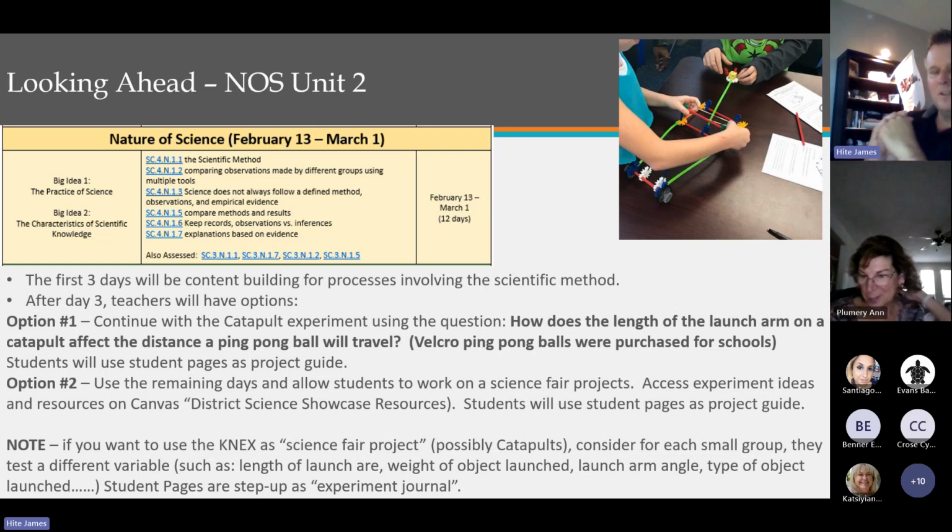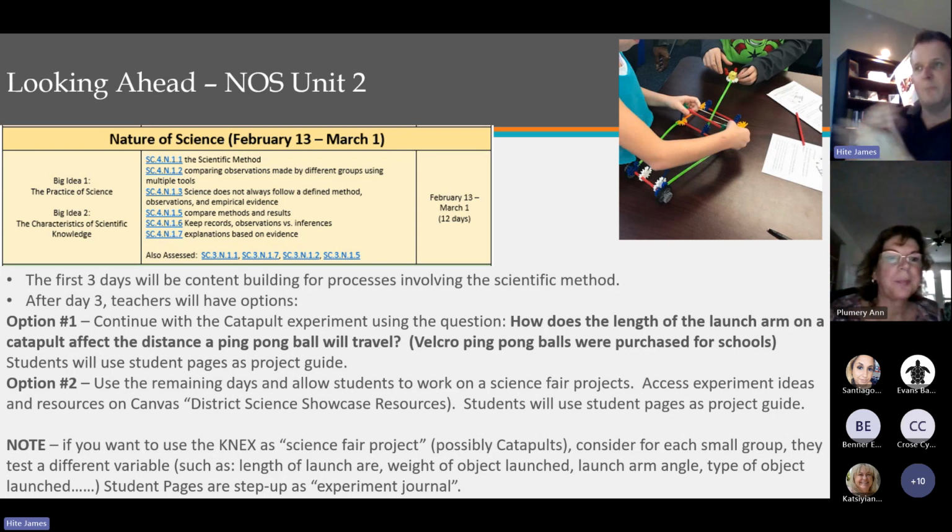So instead of doing the marshmallow, I actually tried it out. It was very fun. They actually stick to the carpet, which is really cool. If you want to do a marshmallow, still totally fine. But I did send out Velcro ping pong balls. So the first few days, very content building, scientific method.